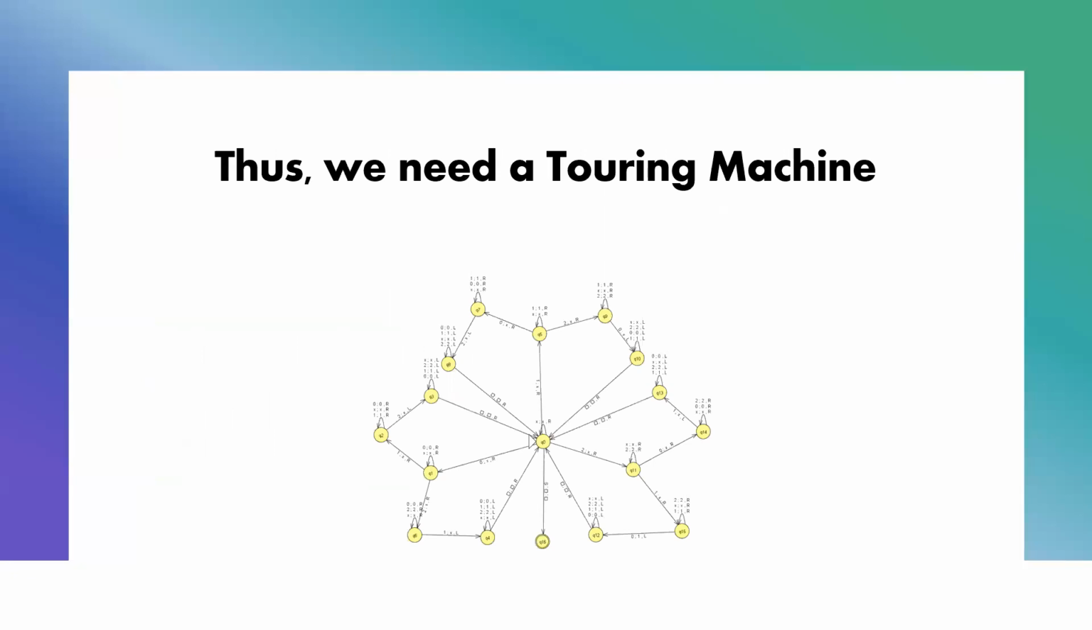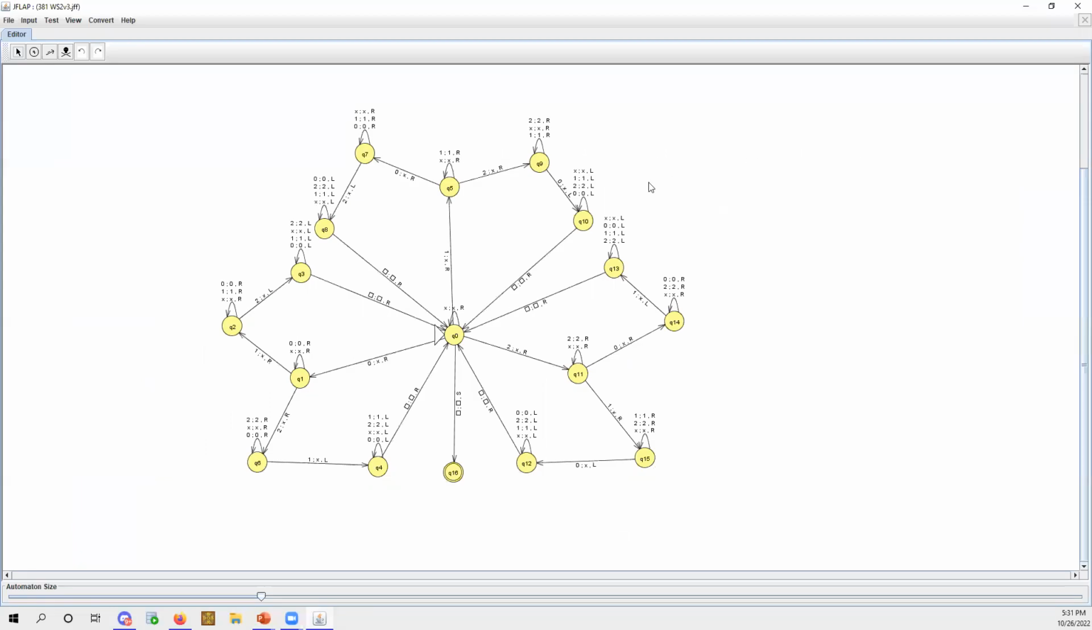So in order to solve this problem, we need a Turing machine. So let's pull that up. I made one in JFLAP, and this is it. Looks like a little leaf.